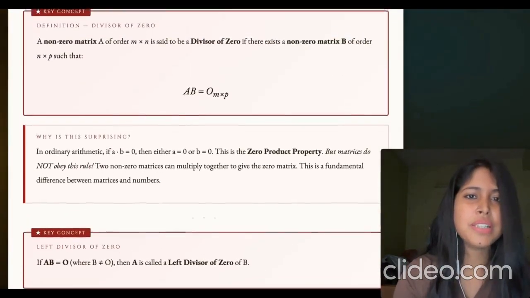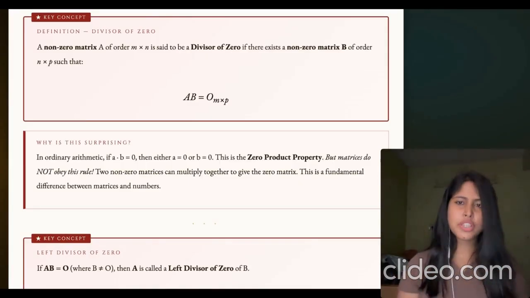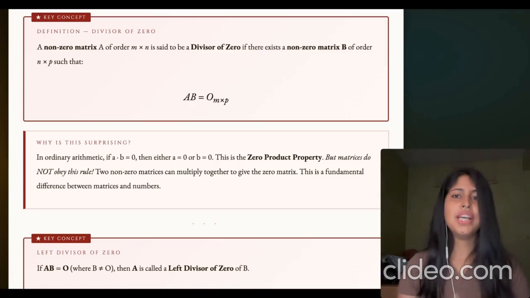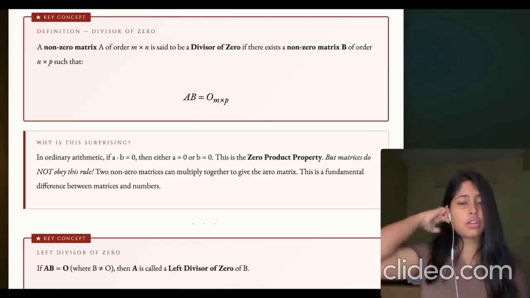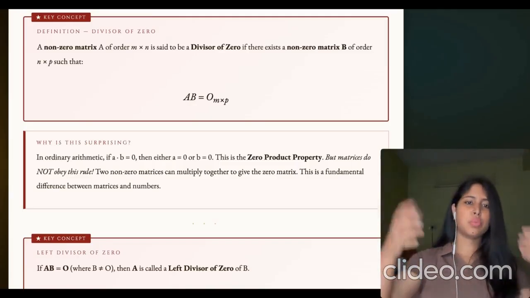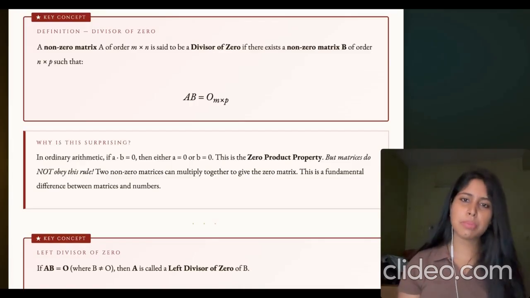This is the formal definition: a non-zero matrix A of order m cross n is said to be a divisor of 0 if there exists a non-zero matrix B of order n cross p such that AB equals 0 subscript m cross p, the zero matrix. Whatever I was saying earlier about the conformability rule for multiplication, that is how we understand the order of the zero matrix. So both A and B are not zero, but their product is zero. That is basically the definition.